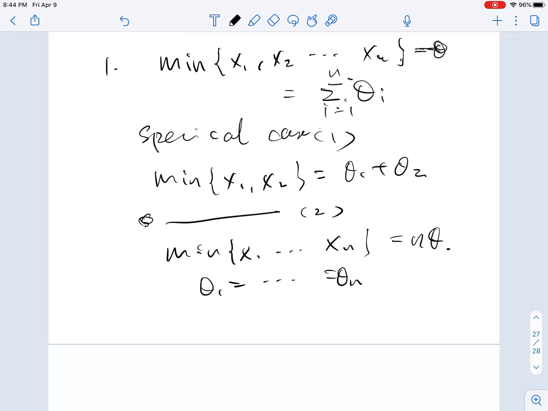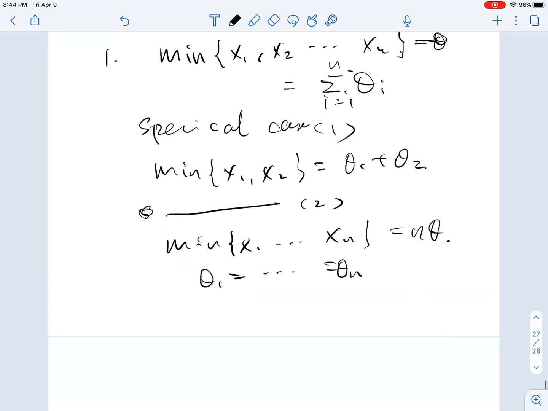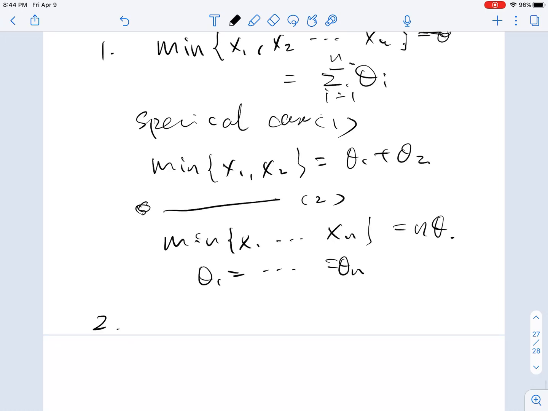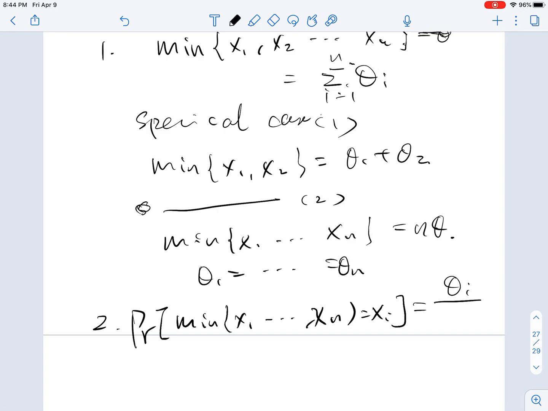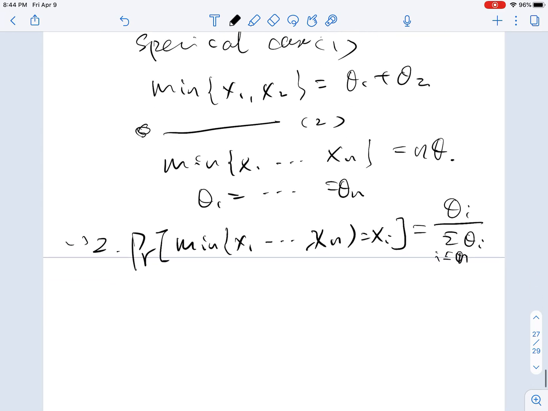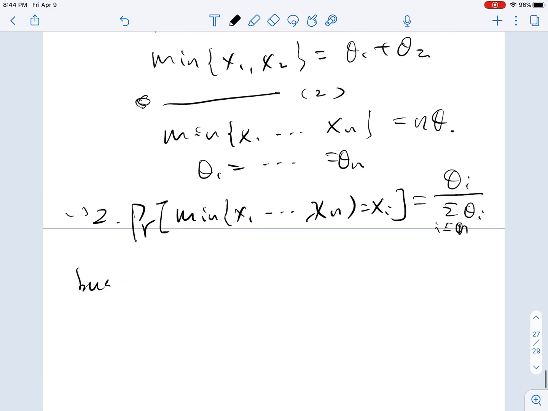Before I talk about the implication, let me also write down the second property we want. The second property is related to order statistics. The probability that the minimum of X1 up to Xn equals Xi is theta i divided by the sum of theta i, for i from 1 to n. So let's talk about the implication. Let's still imagine that we are waiting for buses.